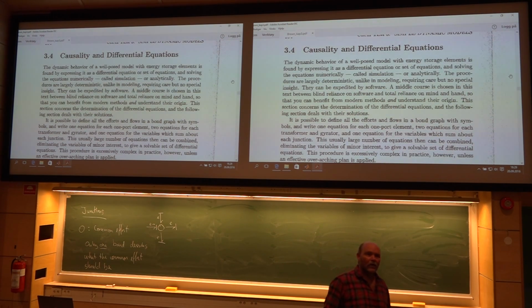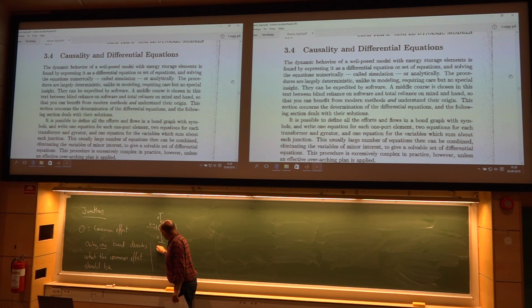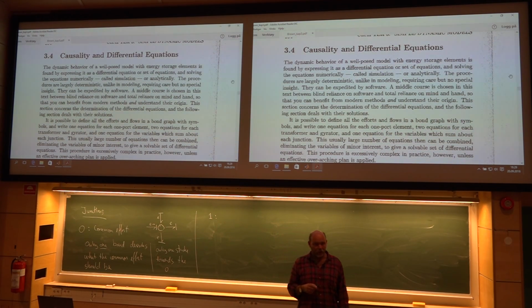Only one bond is allowed to decide what this effort should be. So for a zero junction, only one stroke towards the zero. Everybody agrees with that one? Common effort junction. Okay.